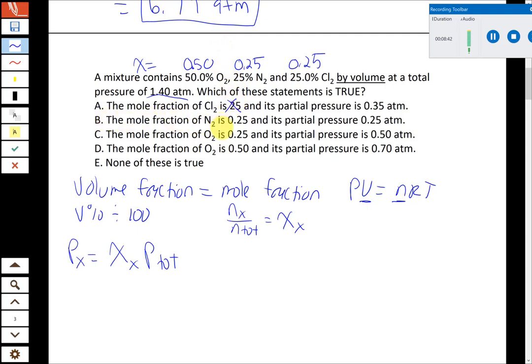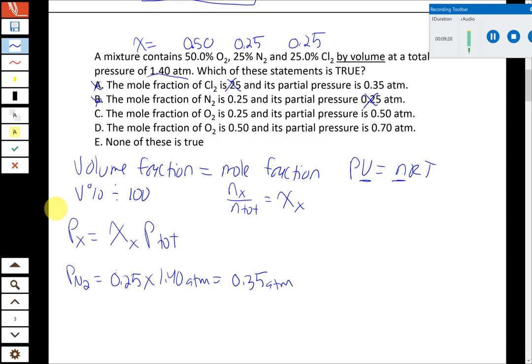For B, the mole fraction of N2 is 0.25, that is correct, and its partial pressure is stated as 0.25 atmospheres. If we want to find the partial pressure of N2, it's going to be the mole fraction, 0.25, times the total pressure, 1.4 atmospheres, and that's not going to be equal to 0.25. That's going to be, I think, 0.35. Let me make sure I did that right, because I'm bad at doing math in my head. Yeah, 0.35 atmospheres. So the partial pressure of nitrogen would be 0.35 atmospheres, not 0.25. So that number is wrong, which means that answer choice is also wrong.